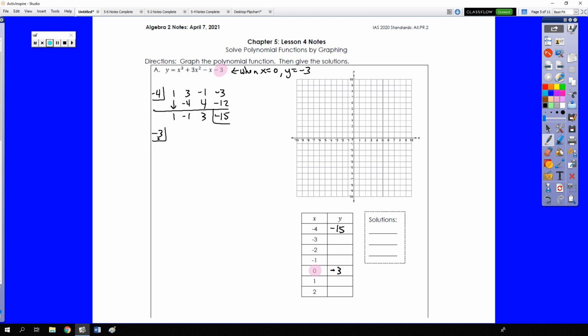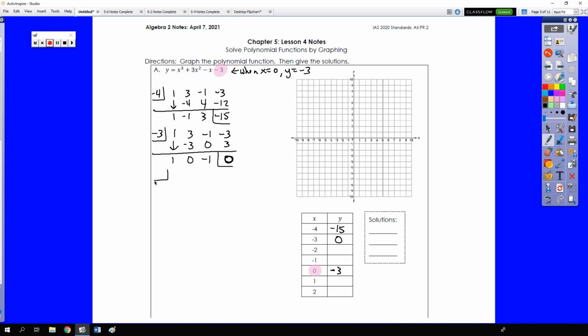So we move on to -3, and we run synthetic substitution again. Bring the 1 straight down. -3 times 1 is -3. Add down is 0. -3 times 0 is 0. Add down is -1. -3 times -1 is +3. Add down is 0. Which means when x is -3, y is 0.